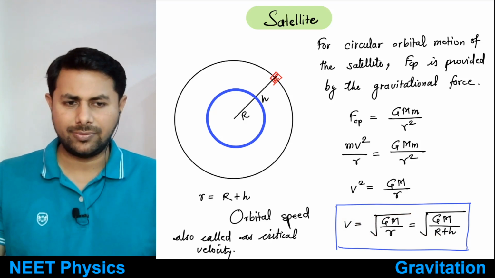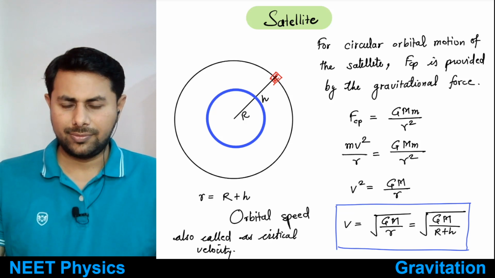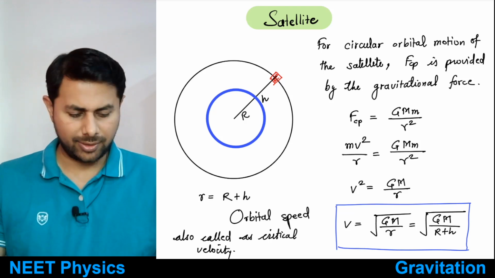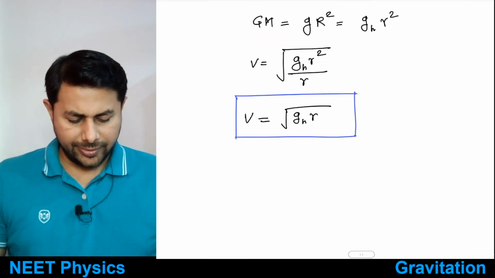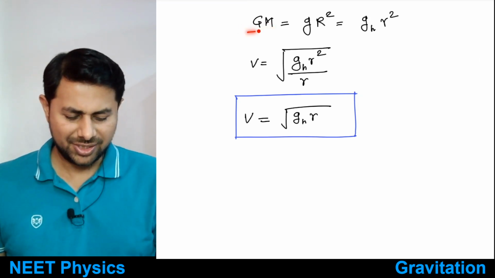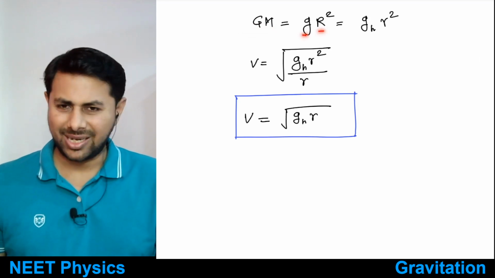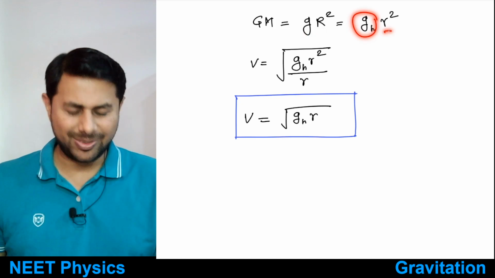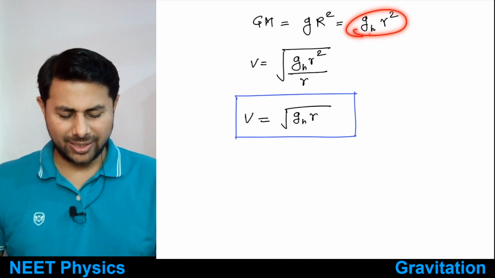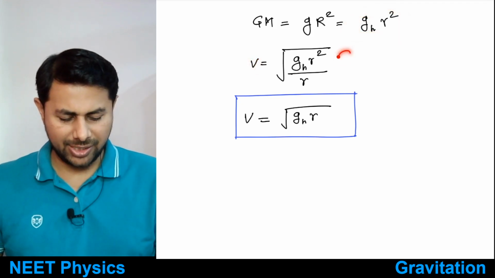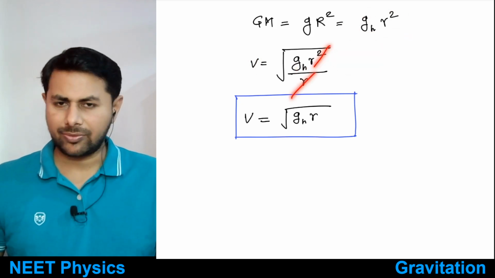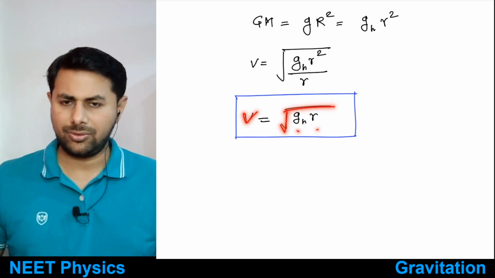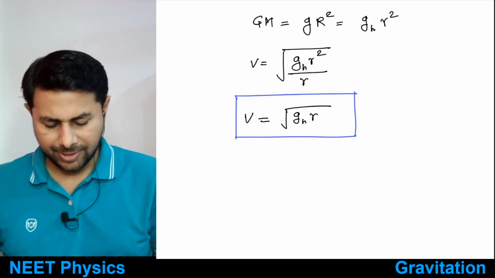This thing is clear, everyone? All right, very good. Then, as we discussed, there is a very handy substitution: GM is equal to g times R squared, or g_h multiplied by small r squared. If you substitute that in place of GM, you get g_h into r squared, and then one r gets cancelled with the r in the denominator. So v is equal to the square root of g_h into r. We get another formula for the critical speed of a satellite.